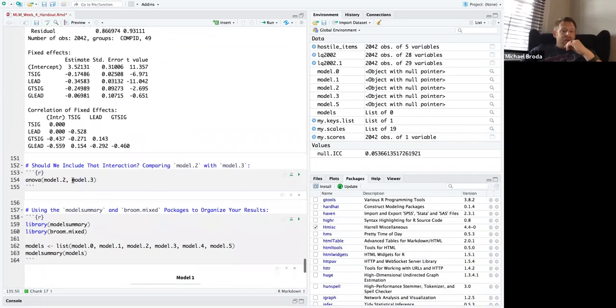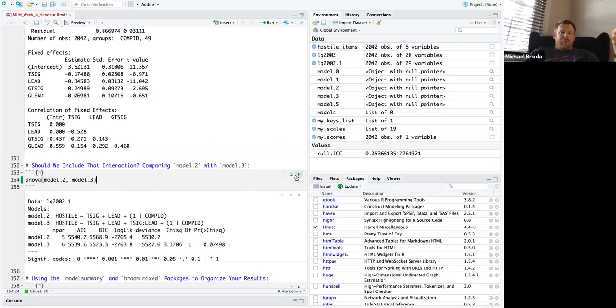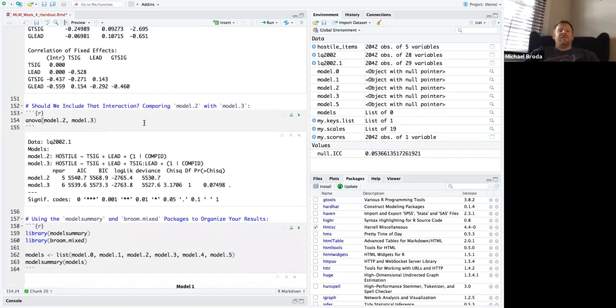So to compare them, I can use this ANOVA function to compare model.2 and model.3. And this is pretty cool. It's just taking the fit statistics from each, and it even tells you what they are. So here's model.2, here's model.3 with my interaction. Model.2 has an AIC and BIC of this and this. Model.3 has an AIC and BIC of this and this. This is the difference. It's about 3 chi-square points.